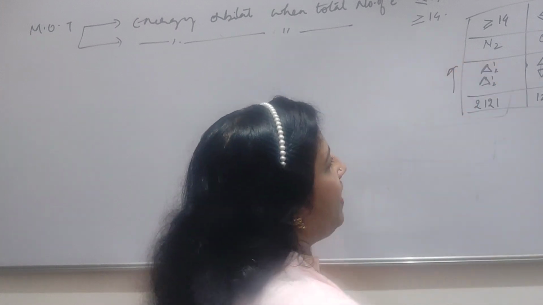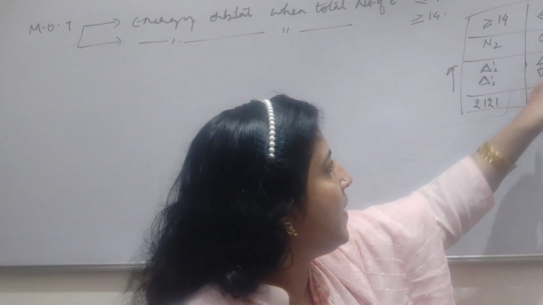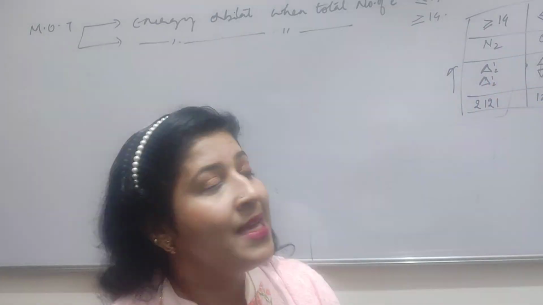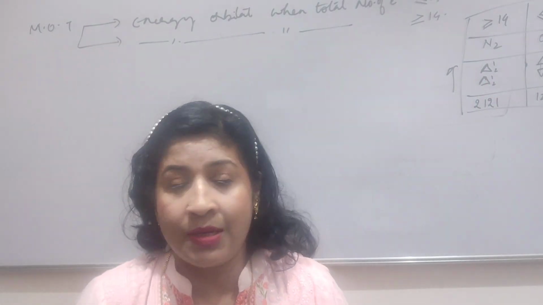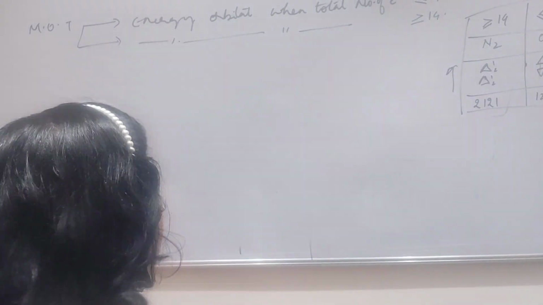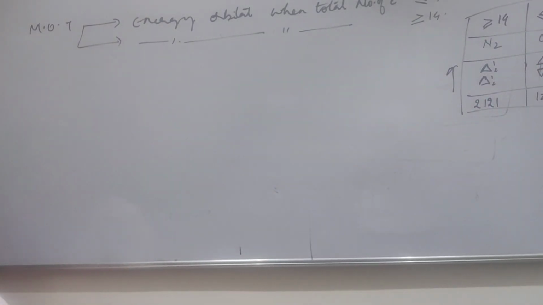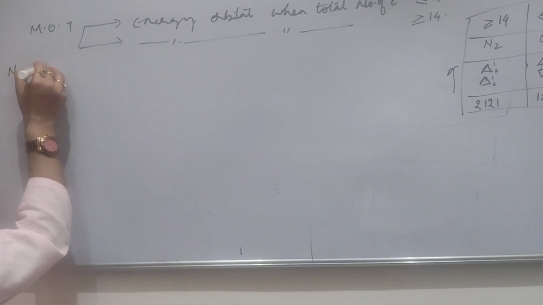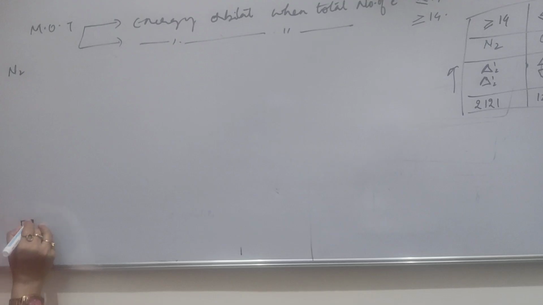Okay. So if it is the 1, 2, 2, 1 pattern, then it is oxygen. And if it is the 2, 1, 2, 1 pattern, then it is for nitrogen. So all molecules which are less than 14 and all molecules which are more than 14. Now if I am going to take molecular orbitals for the nitrogen molecule, of course it has the 1s orbital.